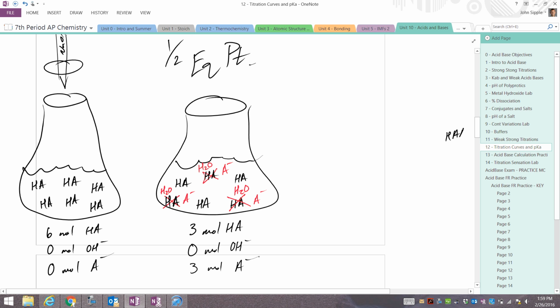Okay, so do you see how that, we have a buffer now, right? You can use Henderson-Hasselbalch here because we have both a weak acid and its conjugate base in solution, so we can use the Henderson-Hasselbalch. All right, what about at the equivalence point?